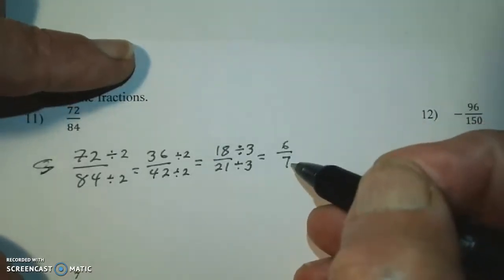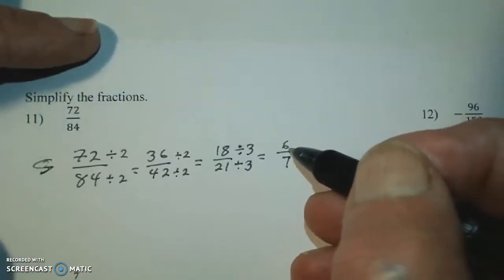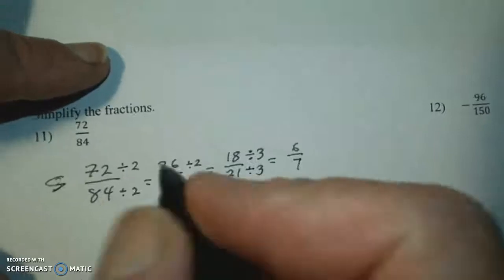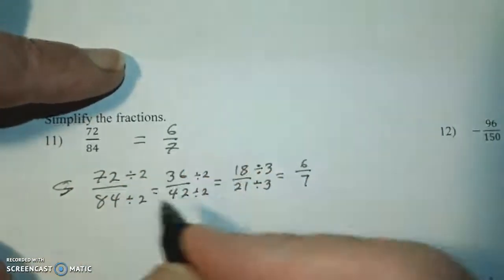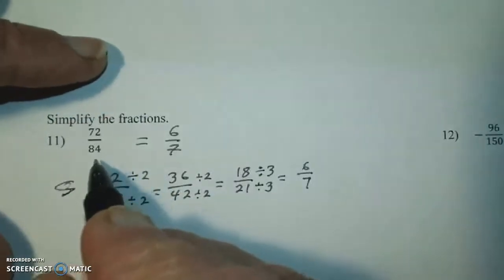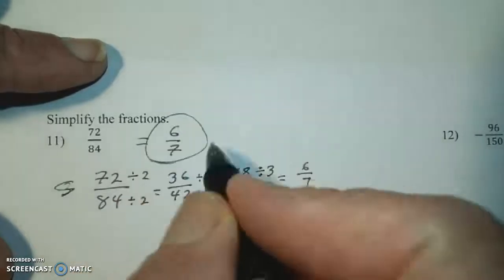7 can only be divided by 7, so 6 can't be divided by 7. Then you have it in simplest form. Your answer is 6/7. Again, look back at the original number. It's positive. Your answer should be a positive fraction.